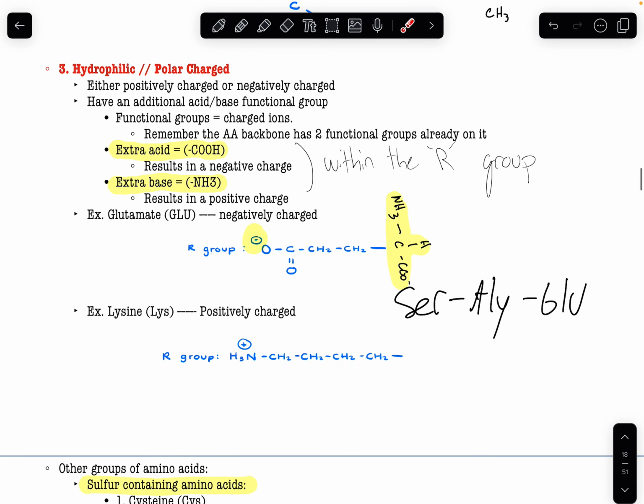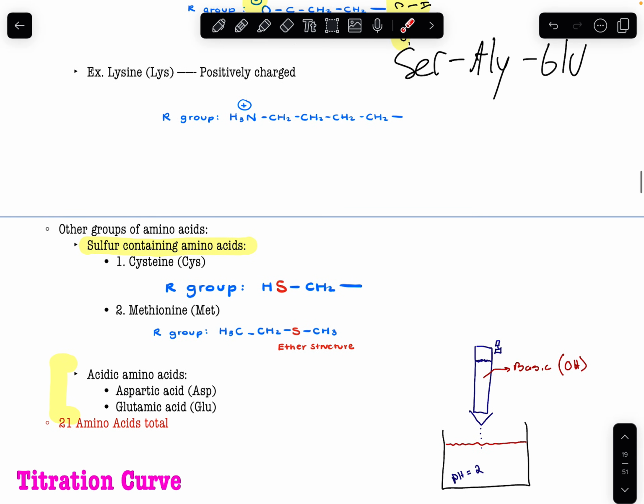Again, they fall under the hydrophilic polar charged category. Sulfur-containing R groups right here, and basically you do need to remember cysteine and methionine for our sulfur-containing R groups. Other structure, just keep that in the back of your head. However, I have not seen too many questions pertaining to amino acids with other structures.